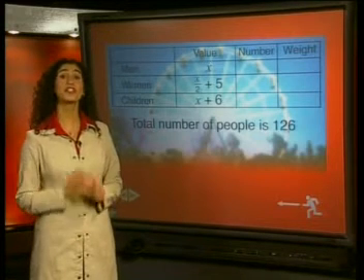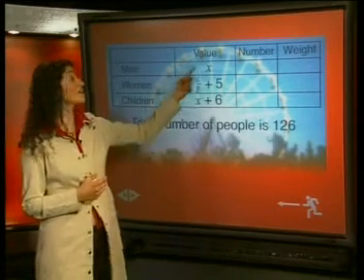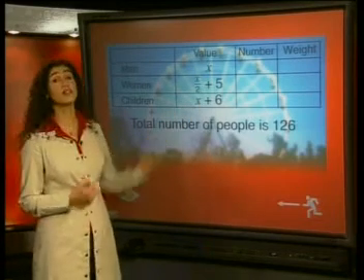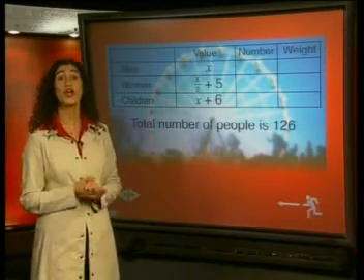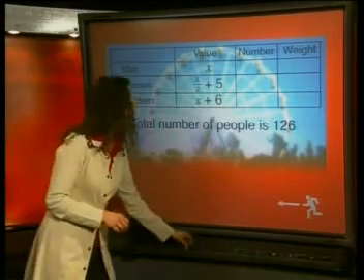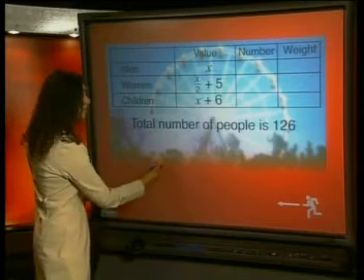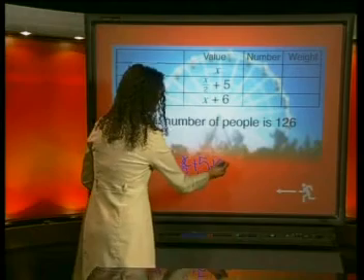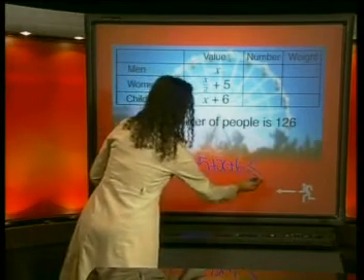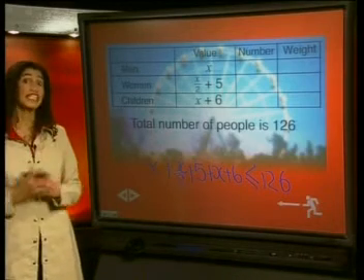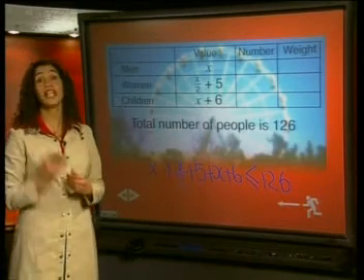Okay, so we know that the total number of people on the wheel can't be more than 126. So if we add the men, x, and the women, x divided by 2 plus 5, and the children, x plus 6 together, we know that they need to be less than or equal to 126. So the inequality would be x plus x divided by 2 plus 5 plus x plus 6 is less than or equal to 126. And to find out how much x is, we need to solve the inequality to get it on its own.